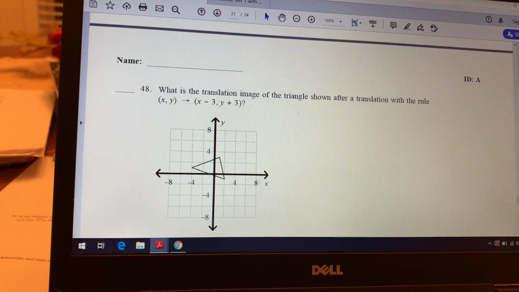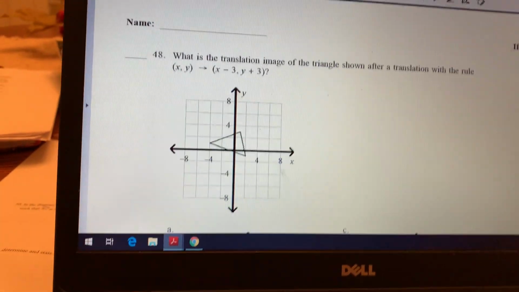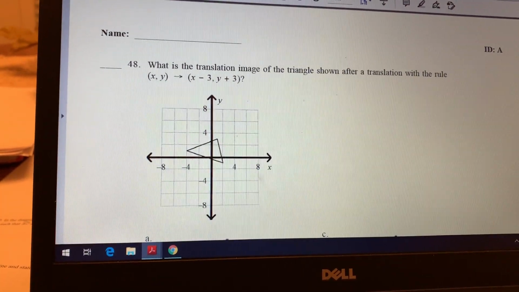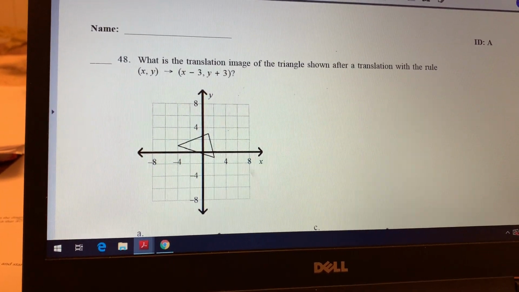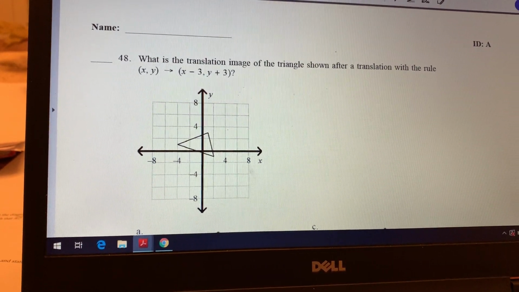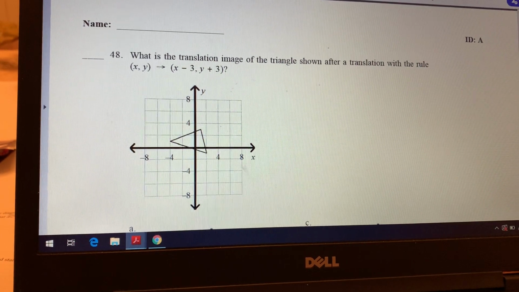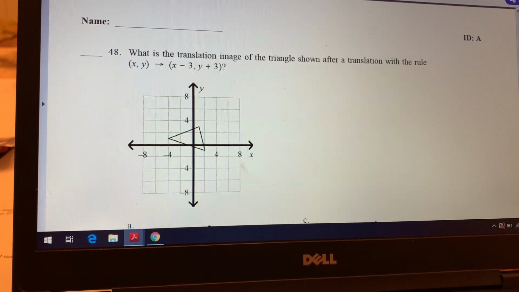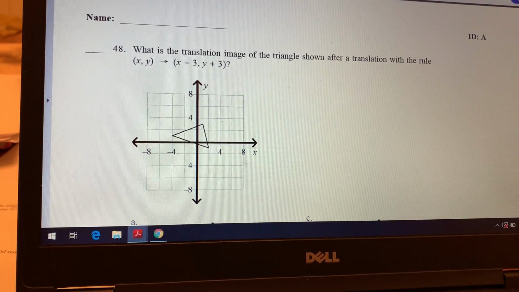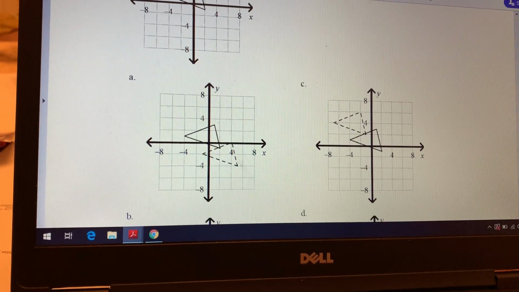All right, 48. Translation. Again, going back to earlier in the year, but pretty easy. So what is the translation image of the triangle shown? That's our original image, or that's our pre-image, rather. Use correct terminology. So what is the image after we use the rule x minus 3, y plus 3? So we move the triangle 3 to the left and 3 up. So let's see which one that is.